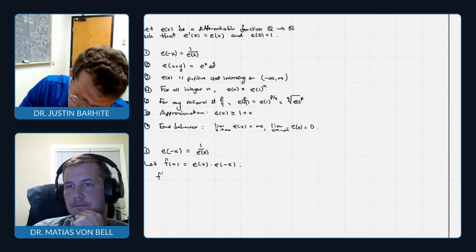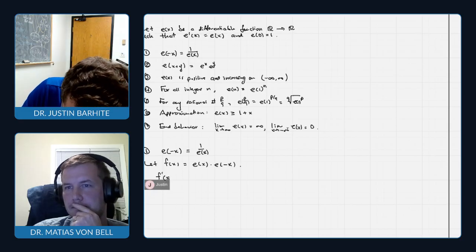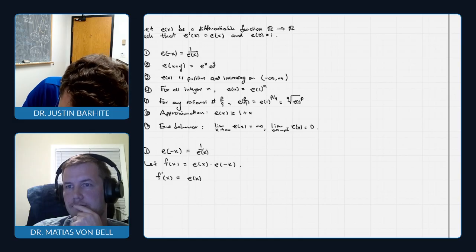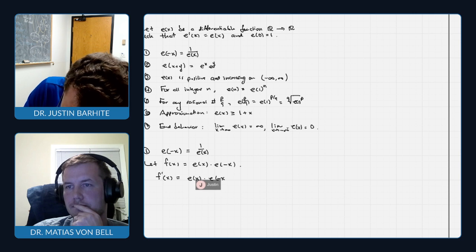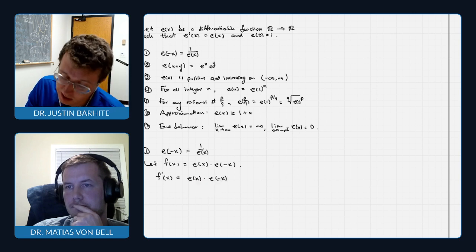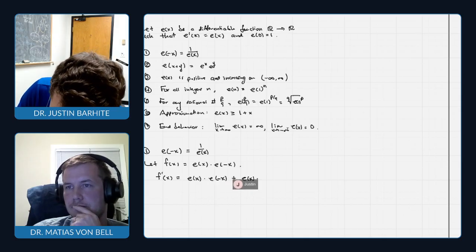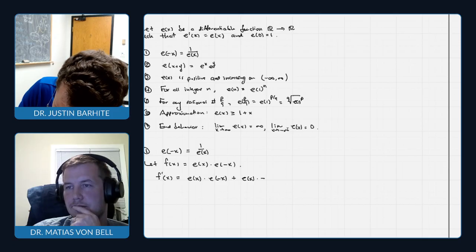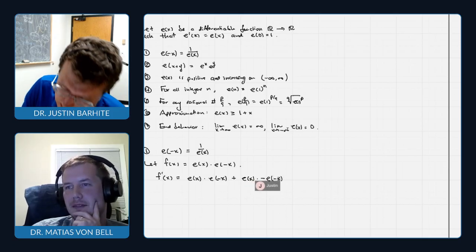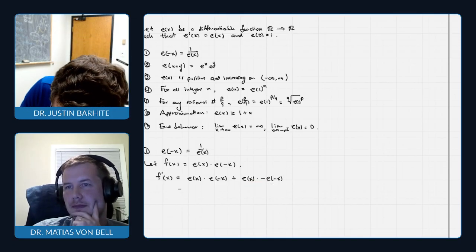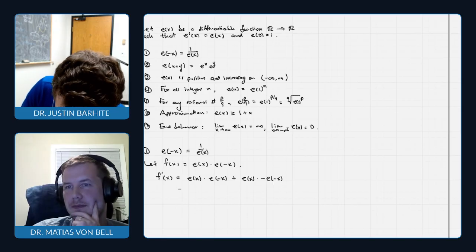I'm going to try flipping my iPad upside down. Probably won't fix this, but the derivative using the product rule is: I'm differentiating the e of x first, and leaving the e of minus x alone. And then I'm going to leave the e of x alone and differentiate the e of minus x, which by the chain rule is minus e of minus x. So that's 0.